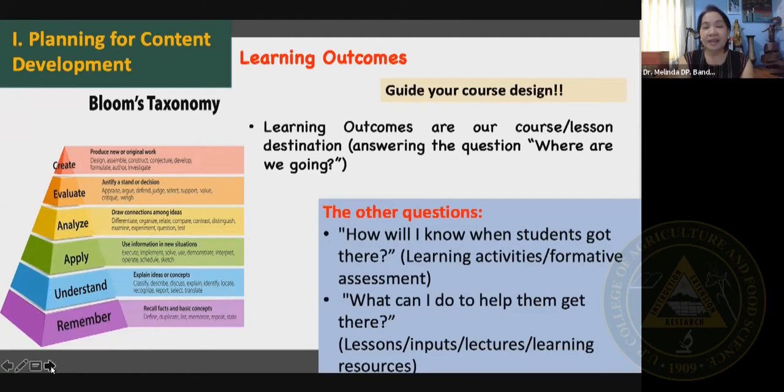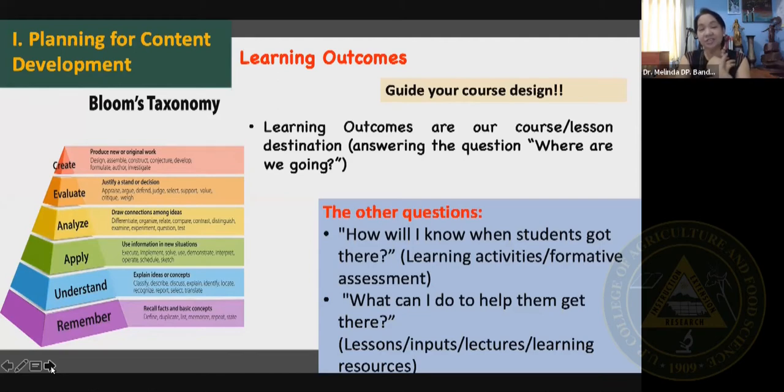So learning outcomes are our destination, the course destination, in terms of where are we going. And this will also answer the questions: how will I know when my students got there? Or what can I do to help them get there? So these are the key questions when we design and write our review materials. These are the three questions. Where are we going? These are the learning outcomes. Again, the learning outcomes will enable our reviewees to pass the licensure exam.